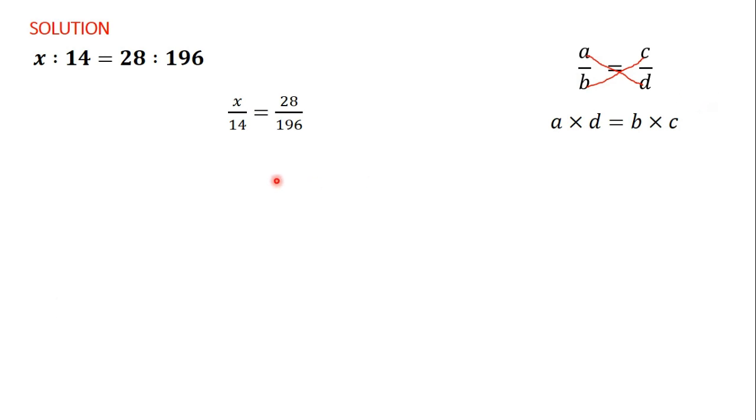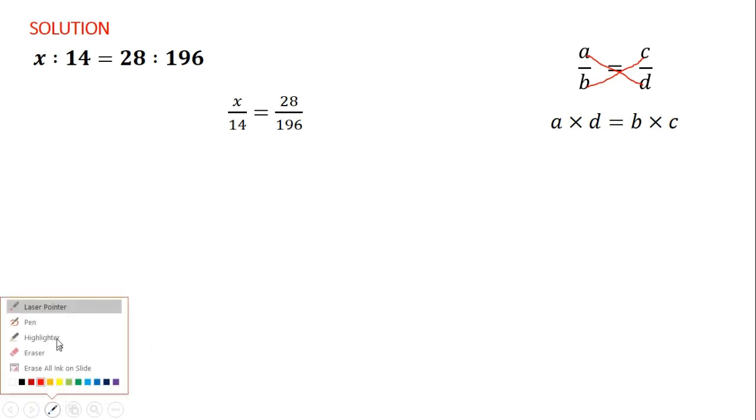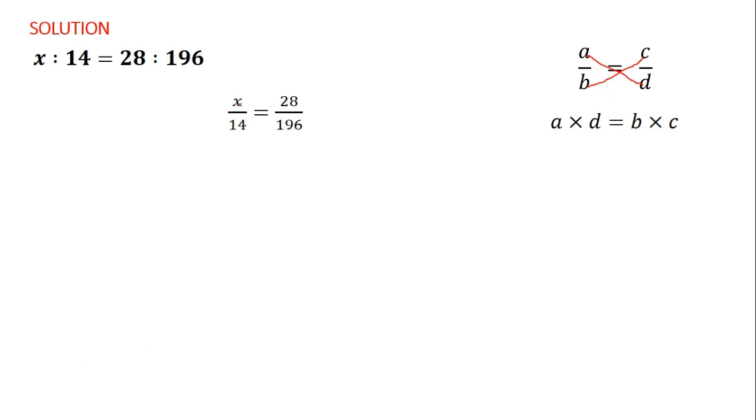We are going to apply the same thing here. So here we are going to cross multiply. The numerator on the left hand side, which is x, will multiply the denominator on the right hand side, and then the numerator on the right hand side, which is 28, will multiply the denominator on the left hand side, which is 14. So you have x times 196 is equal to 14 times 28.